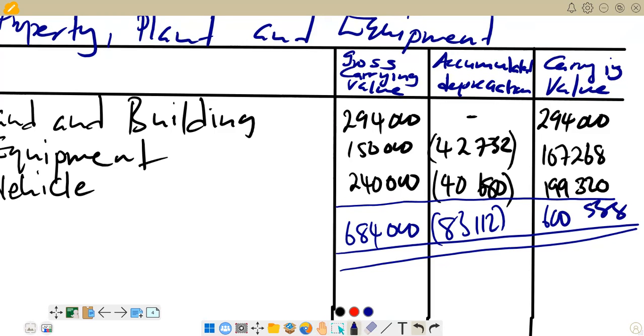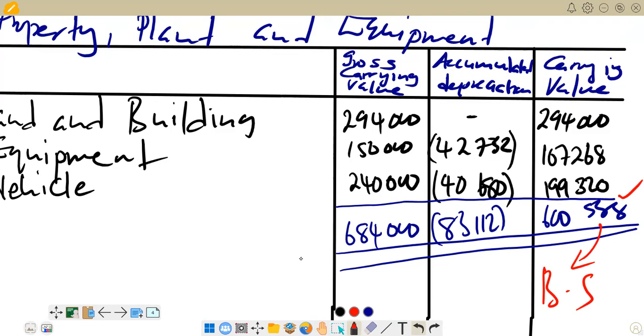588. So what does it mean? It means this figure is the one that we are going to post in the balance sheet as property, plant, and equipment. So this one is the one which is going to the balance sheet as representing property, plant, and equipment. So this is what we have for the first note.